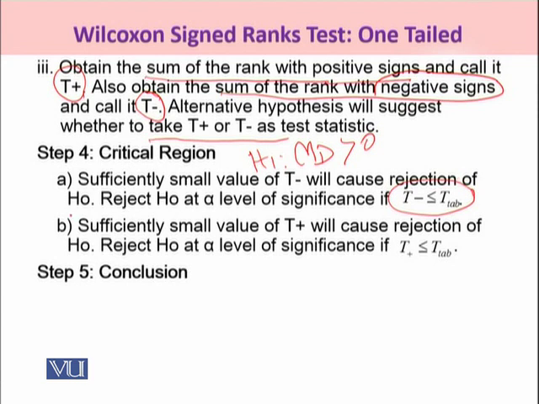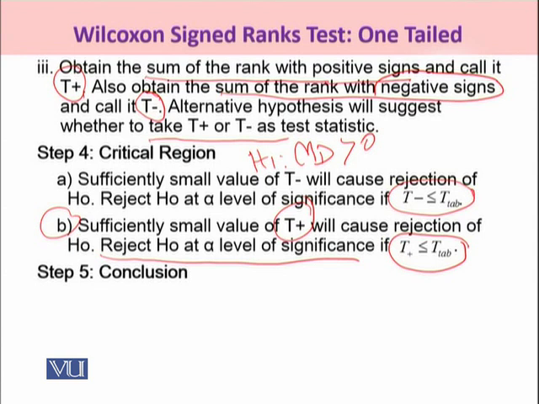Whereas for the other pair of hypotheses, sufficiently small values of T plus will cause rejection of H0, because we are expecting under this particular alternative hypothesis that T plus must be larger compared to T minus. So if it is not true, we get a sufficiently small value of T plus, then it will cause the rejection of H0. That means we need to reject H0 at alpha level of significance provided our T plus remains less than or equal to T tabulated value.